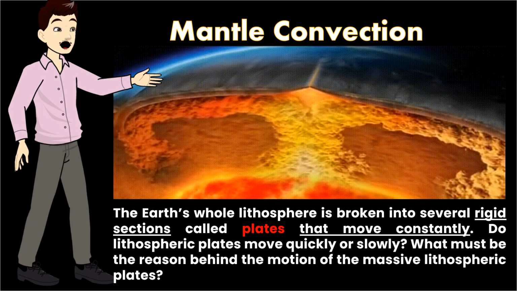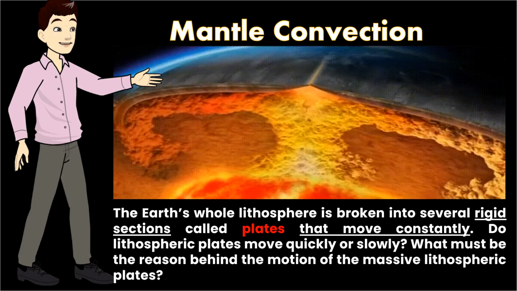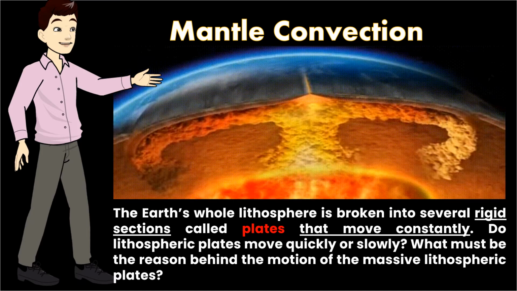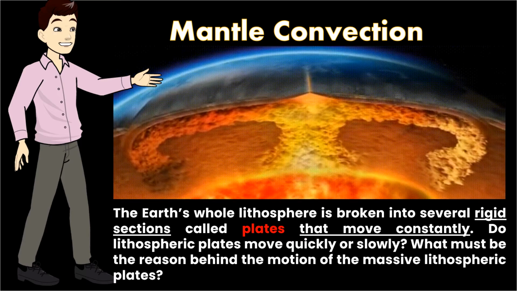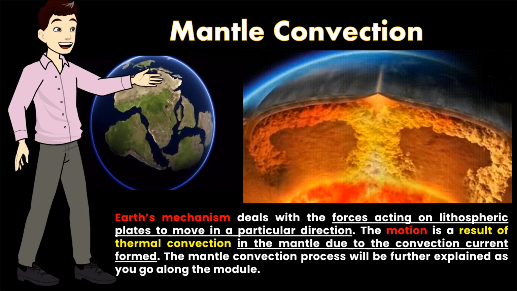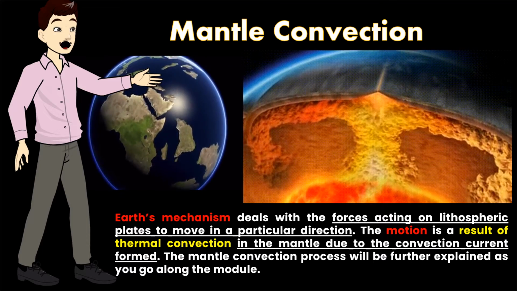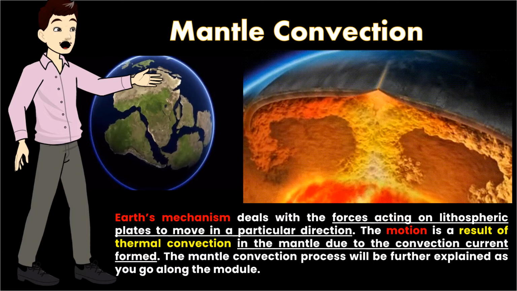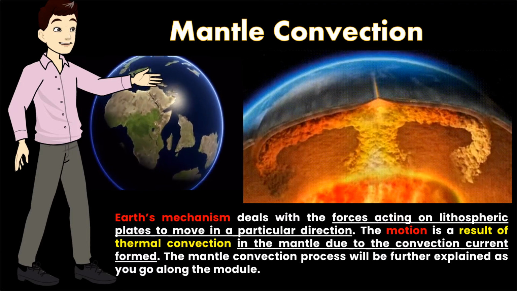Mantle convection. The Earth's whole lithosphere is broken into several rigid sections called plates that move constantly. Do lithospheric plates move quickly or slowly? What must be the reason behind the motion of the massive lithospheric plates? Earth's mechanism deals with the forces acting on lithospheric plates to move in a particular direction. The motion is a result of thermal convection in the mantle due to the convection current formed. The mantle convection process will be further explained as you go along the module.